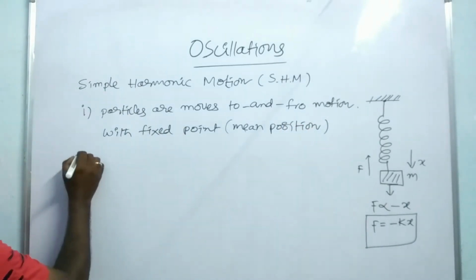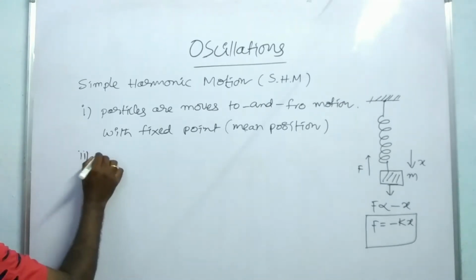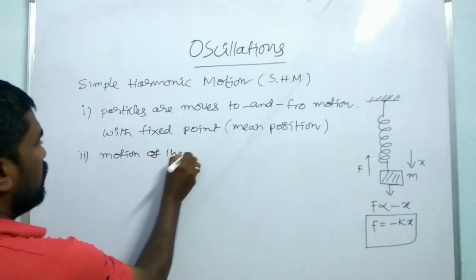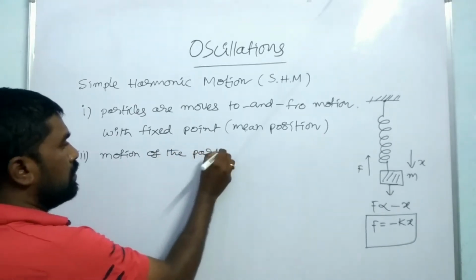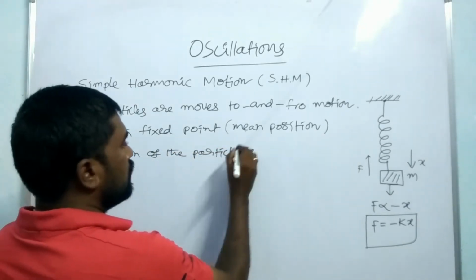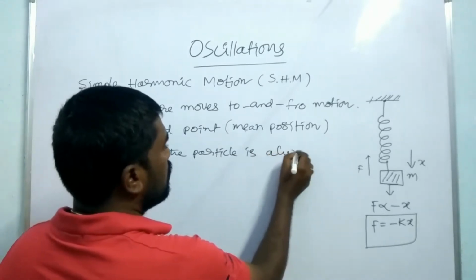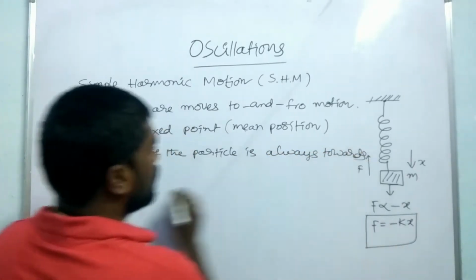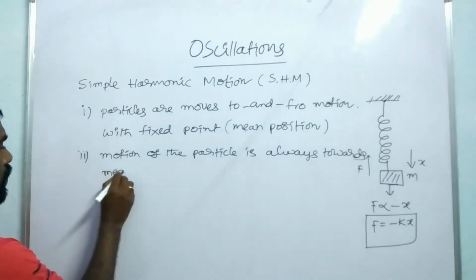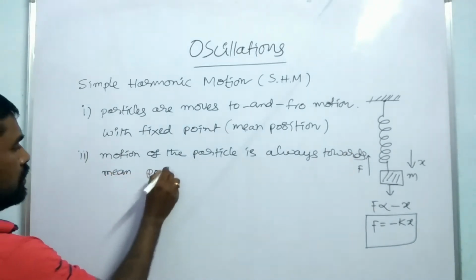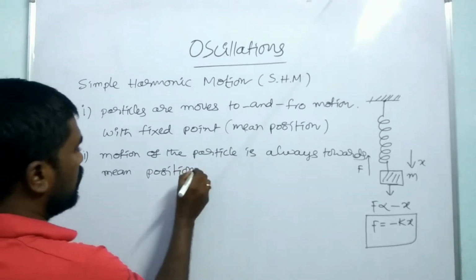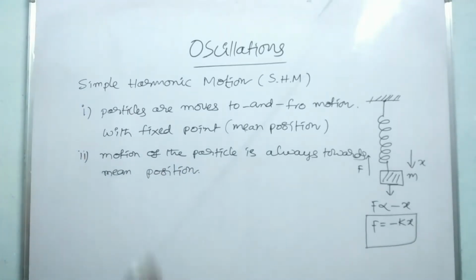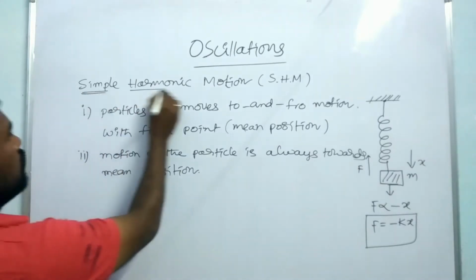The second point is the motion of the particle: it is always towards the mean position. The motion of the particle is always towards the mean position. This is the second point to obey simple harmonic motion.